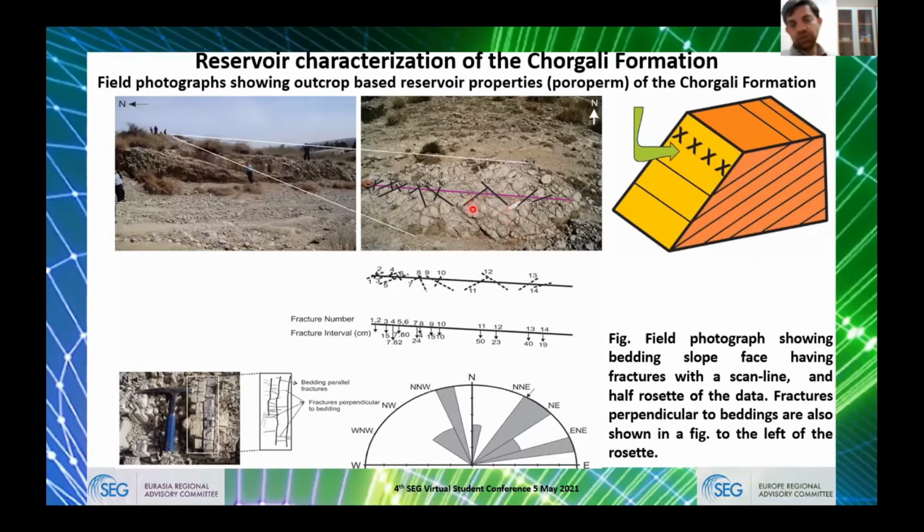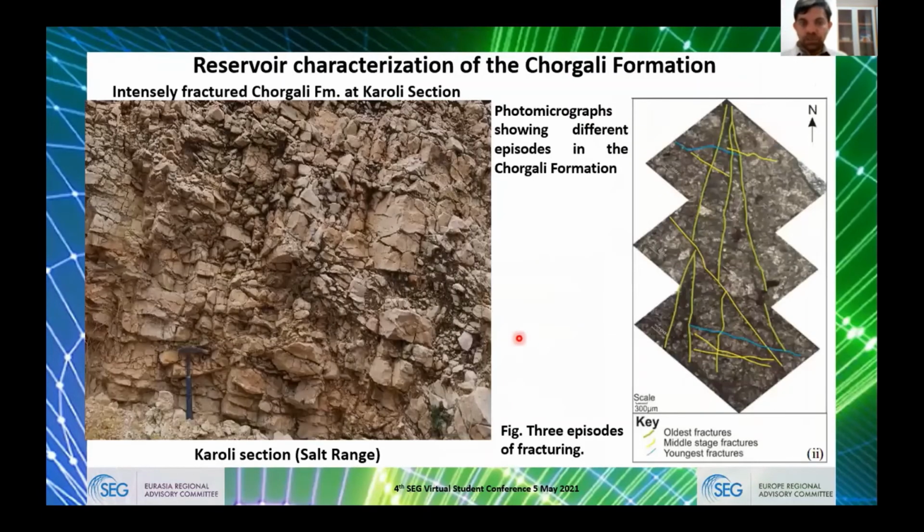Most of these fractures are conjugate fractures, and dominantly they are striking in the northeast direction. Then in one section of the Chorgali formation, the Koroli section, it has been intensely fractured, and there is some kind of mesh of fractures. And under the microscope, three episodes of fracturing have been interpreted, and these photomicrographs belong to the Gully-Jagir school section. Based on the cross-cutting relationships, these fracture episodes have been interpreted.